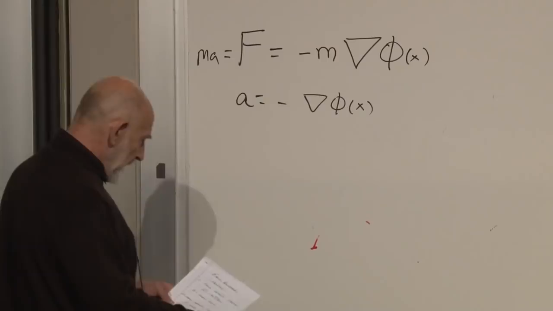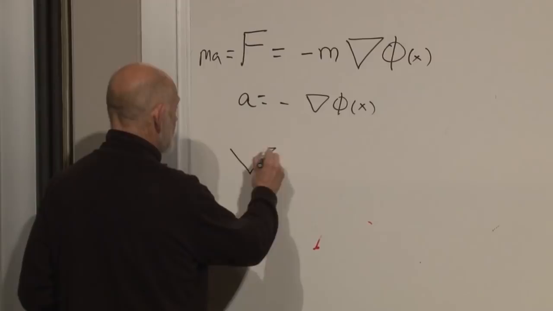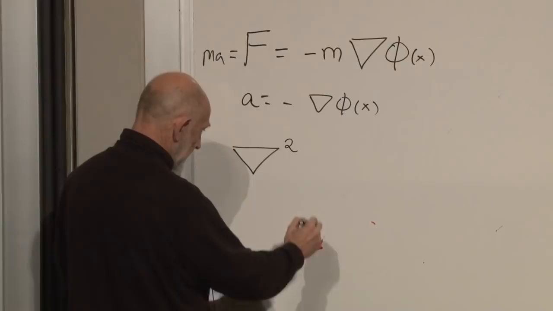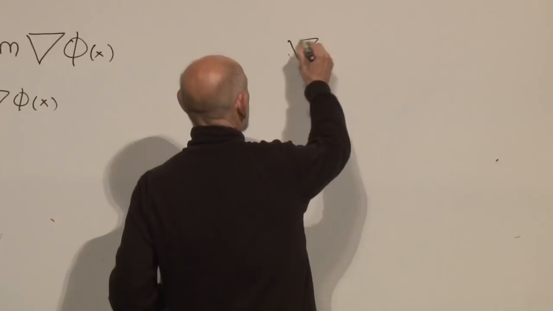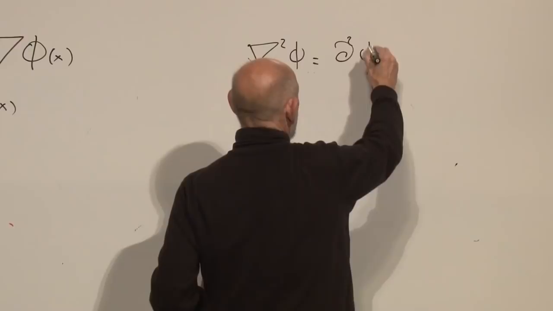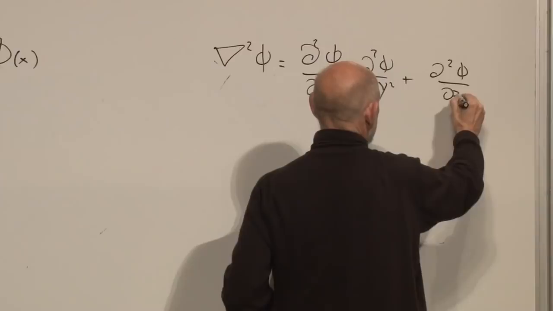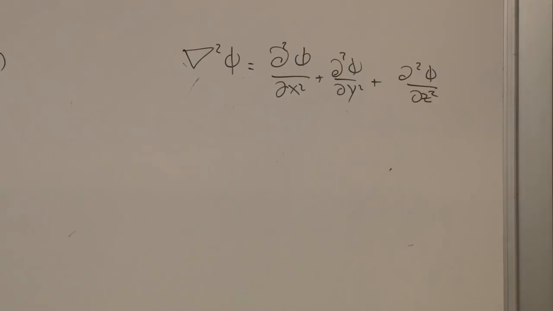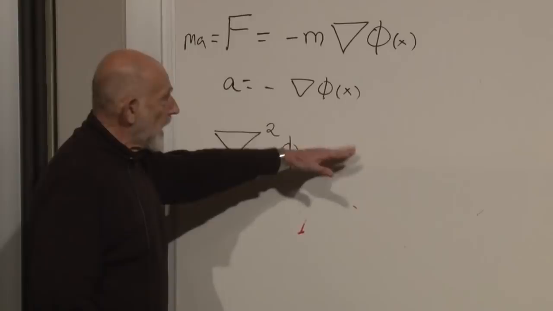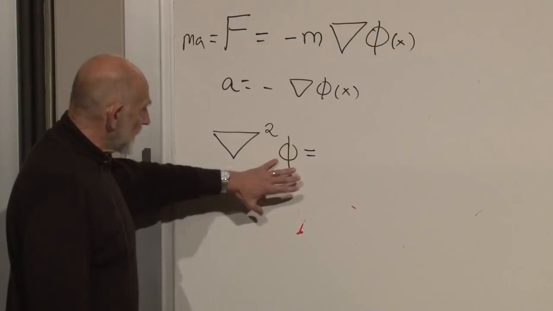The equation that tells the gravitational field what to be is Poisson's equation. Does everybody know what del squared phi means? Del squared phi means the second partial of phi with respect to x squared plus the second partial of phi with respect to y squared plus the same thing for z. It's called del squared phi. It is equal to something which on the right-hand side has the distribution of masses, which are the things which are causing the field to be there.